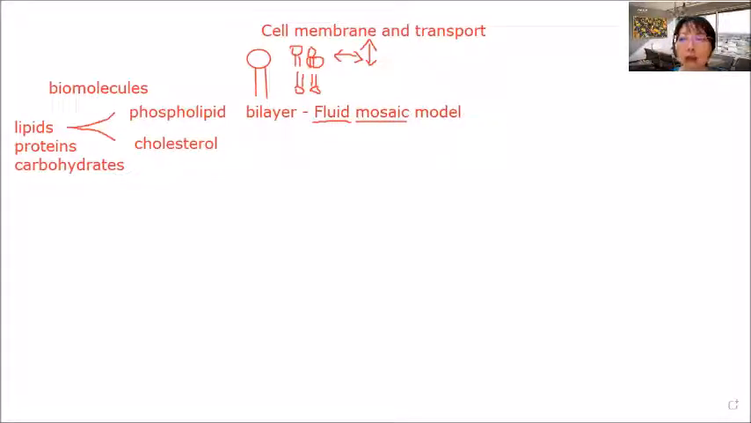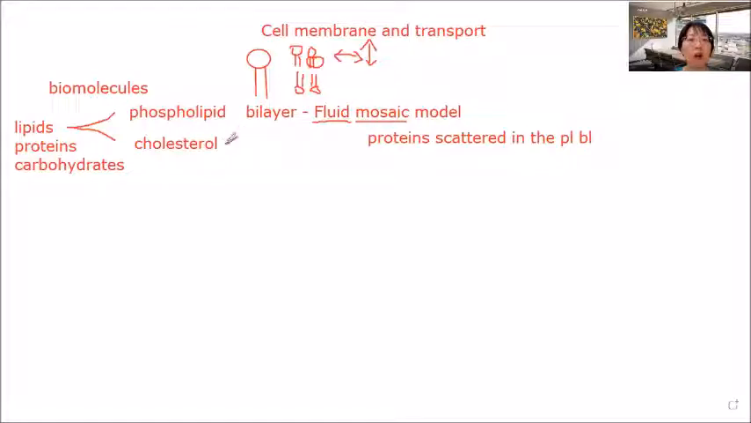Who would like to try? Let me call Sarah. Sarah? Because there are proteins scattered on the phospholipid bilayer. Very good. So the keyword is proteins scattered. So it's the fluid mosaic model. Very good. Okay, so this is phospholipid.